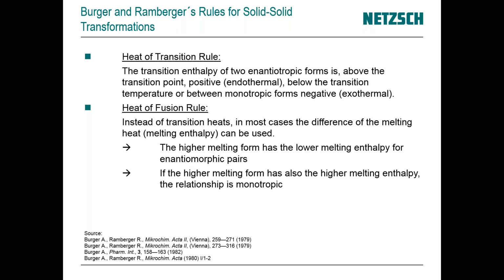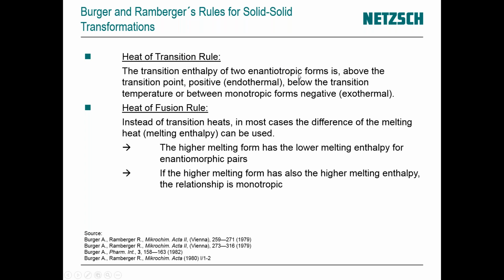And we can formulate reversible and irreversible polymorphic transitions and look at these different enantiotropic forms. There are a few different rules that came out of the 1970s. These were published in Microchimica Acta by Professor Berger. And these are the so-called Burger rules and the Ramberger rules. And these relate to solid-solid transformations. Again, going between different solid states of these materials, going between different polymorphic forms.